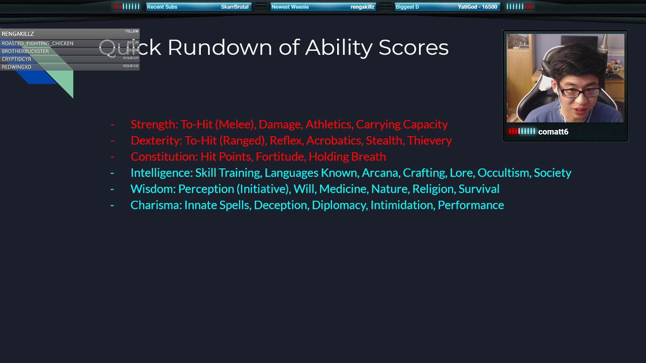Each character will begin play knowing 2 languages, except gnomes, they start with 3. And for every point of intelligence you have, you gain an additional language known, which is nice. It also affects the super brainy skills, Arcana, Crafting, Society. It also affects Lore, because Lore is almost always used to recall knowledge, or it's either that or to earn income, which I'll go into detail later. And Occultism, which is effectively knowledge dungeoneering.